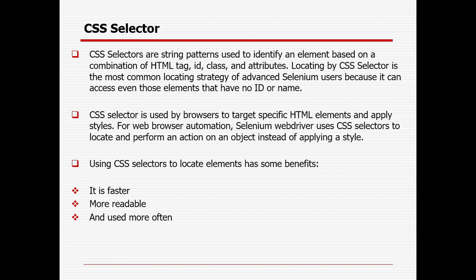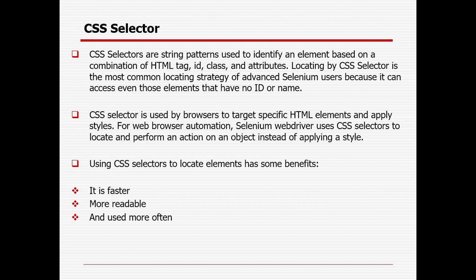Sometimes with the forward axis, reverse is not possible, or text is not possible. Okay, for the XPath, only starts-with is available but no ends-with option. But for CSS, starts-with, ends-with, contains, all three are available, right? And for the CSS, it's very easy to create. So CSS selectors are string patterns used to identify an element based on a combination of HTML tag, ID, class, and attribute.